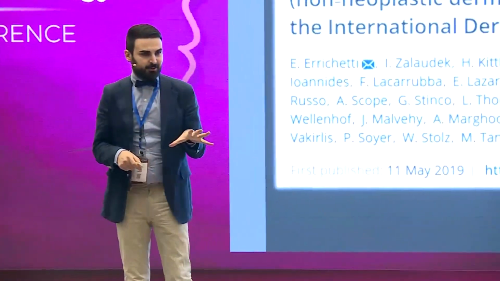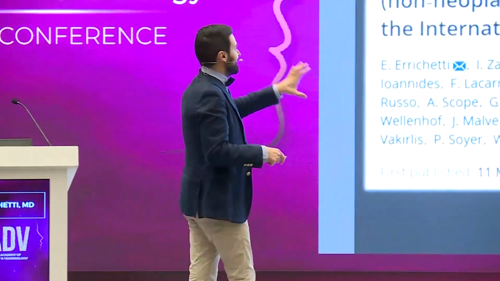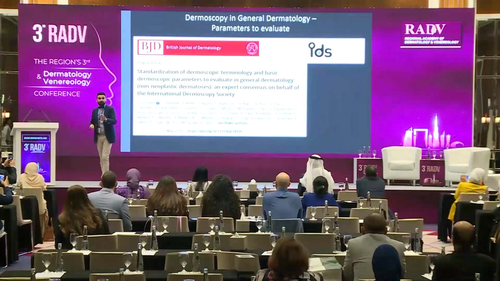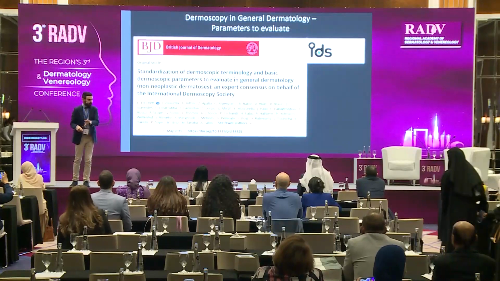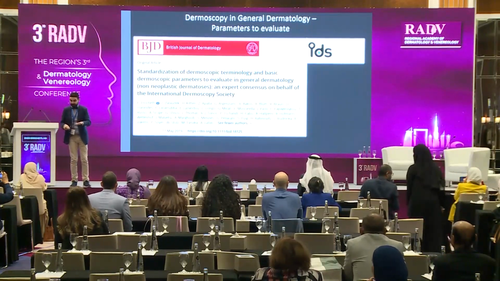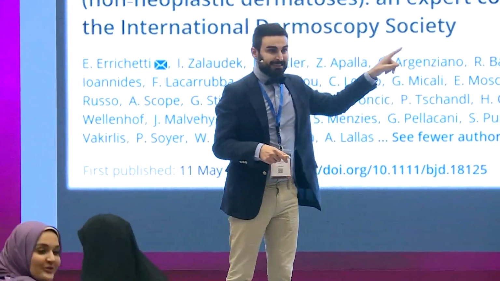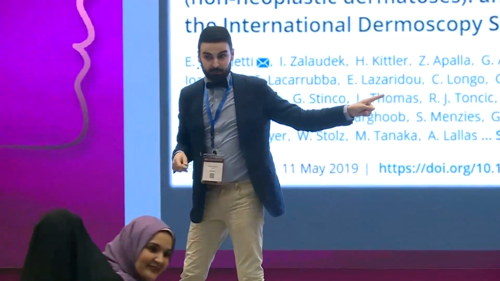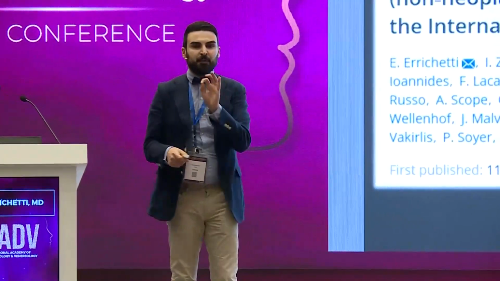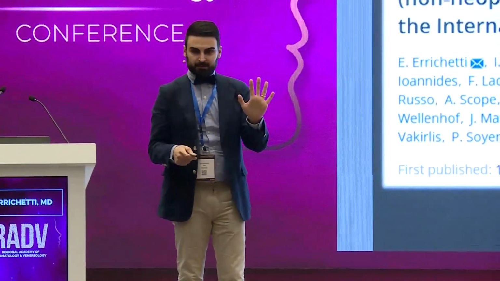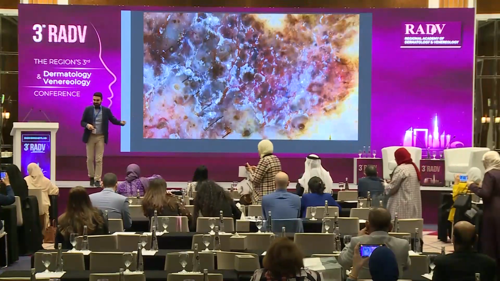So for this reason, we released this paper, which is very important. This is the standardization of the basic parameters that we can see in dermoscopy of inflammatory conditions, okay? So we have our alphabet, and we have 5 parameters. Vessels, scaling, follicular findings, very important, other structures, it means colors, and then specific clues, okay? 5 things.